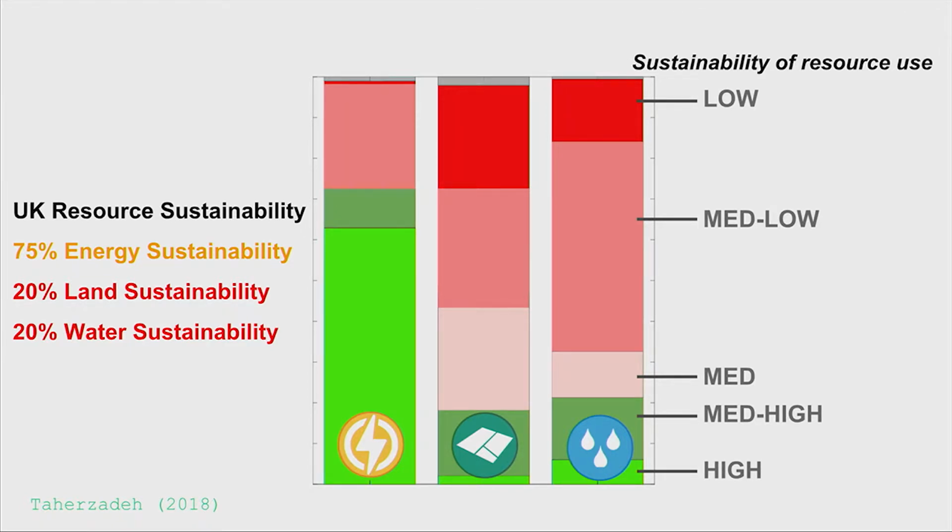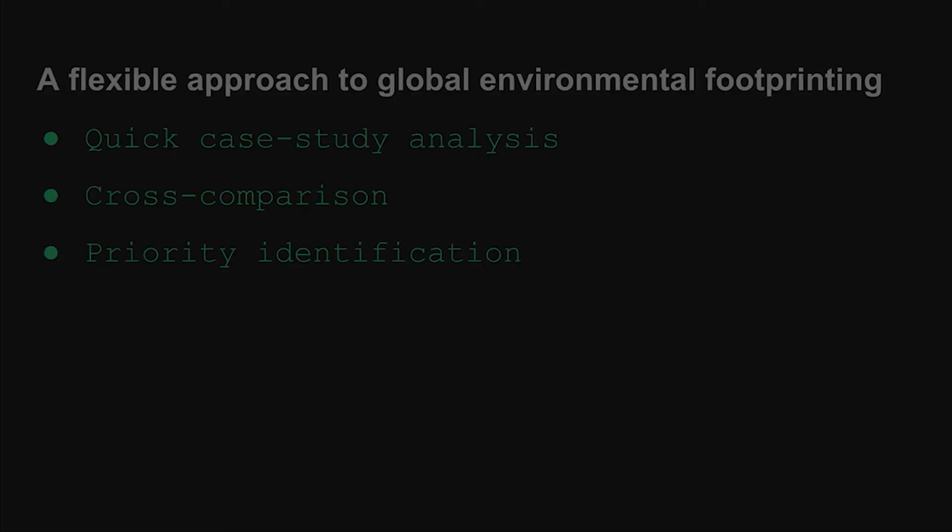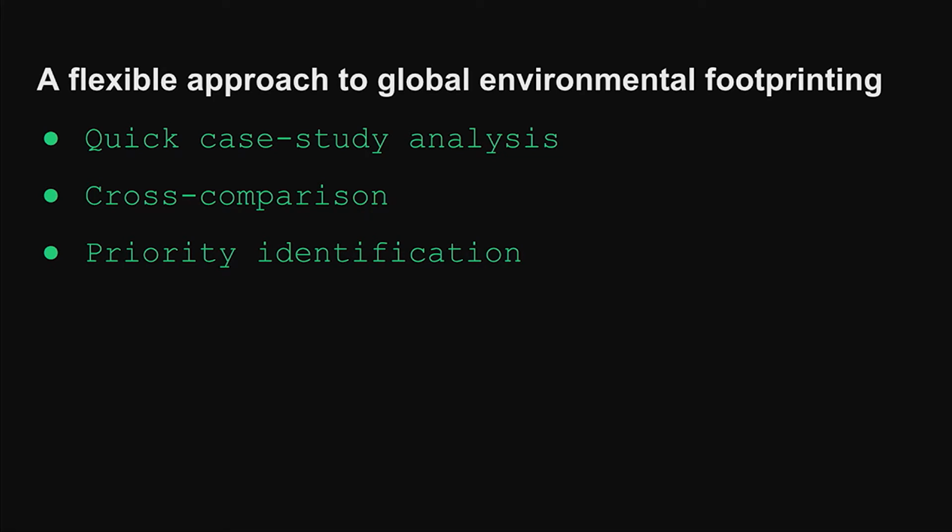Now, this is just a glimpse of the capability of my model and insights from my research. The flexibility of this approach, combining macroeconomic and environmental data, enables environmental footprinting of any country, sector, or consumer quickly and in a manner which enables cross-comparison. And this systematic overview lends itself to the identification of critical actions that individuals, businesses, and governments can take to alleviate environmental problems, both local to them and global.